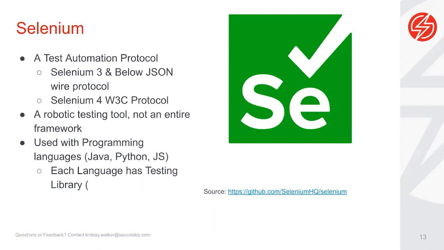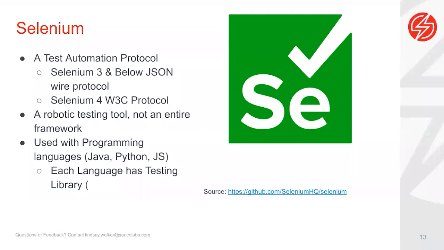Versions of Selenium 3 and below, 3.141.5 and below, use something called the JSON Wire Protocol. It was the way to send data before. Selenium is a robotic testing tool, and it's not an entire framework. There are other pieces that go together to make your test code work that are beyond what Selenium does, which is communicate with the browser. Selenium is used with the programming language. So when you write your Java code, you have Selenium commands in there.